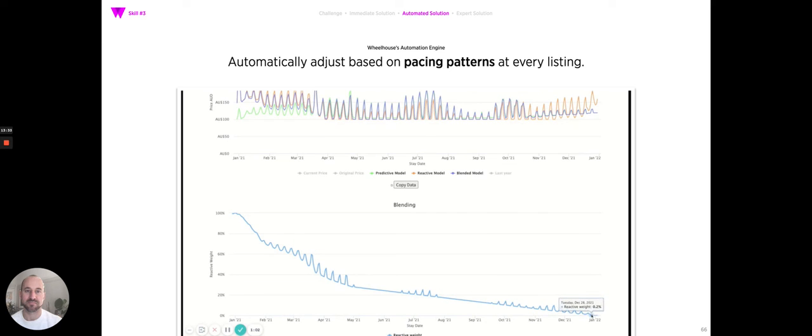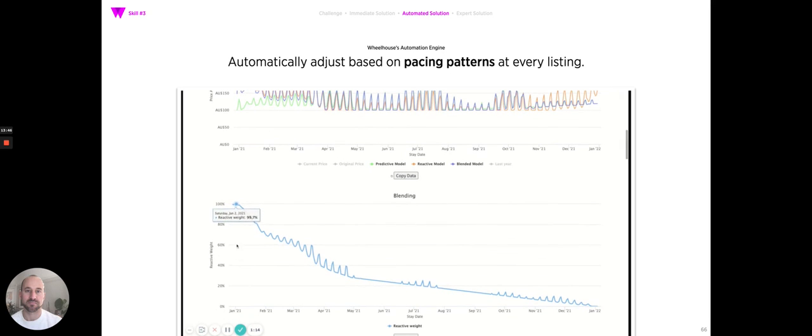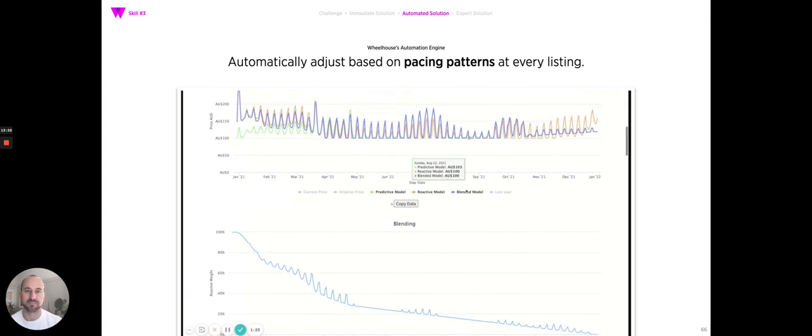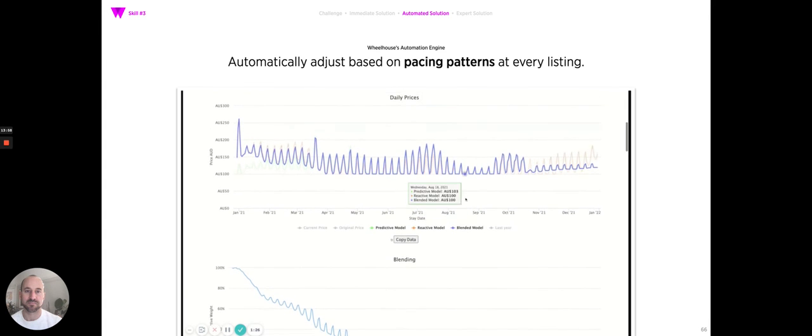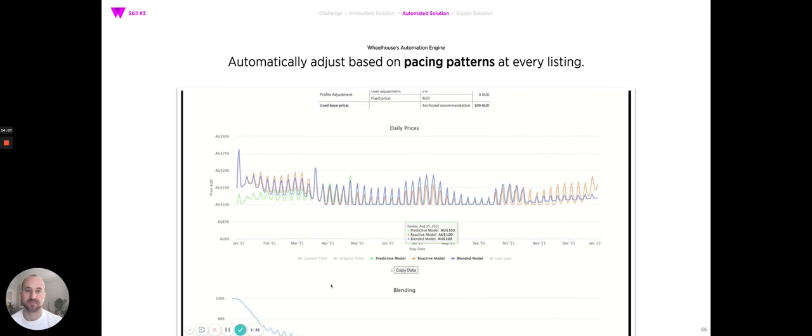You can see in the far future, before bookings emerge, before there's any pacing signal for your market, the reactive model has no weighting. That means the predictive model controls all of our pricing. But as a stay date approaches, so now we're approaching January with these stay dates, you can see that the reactive model now makes up almost 100% of your recommendations. That means that this blended model is really looking at your market and seeing how your listing is pacing against that market and figuring out how to price you on any given night. And that is the benefit that you get to take advantage of should you choose to automate with Wheelhouse.